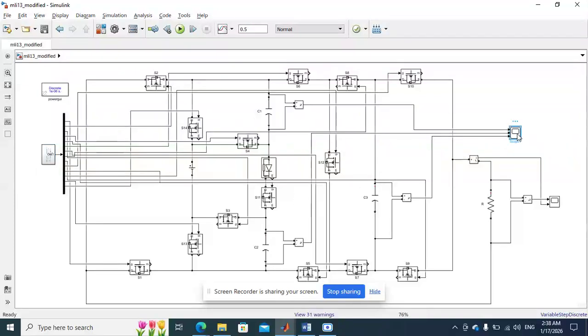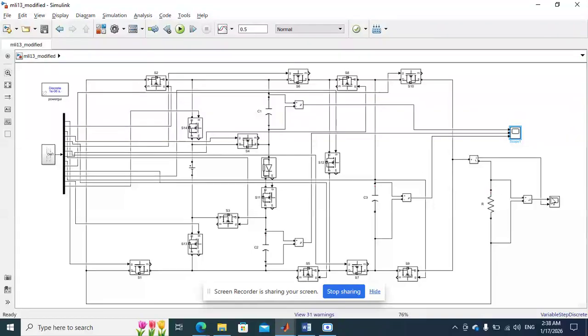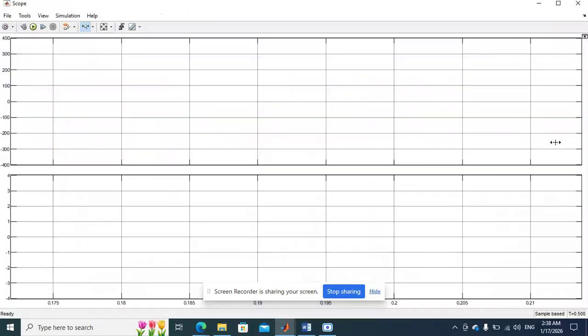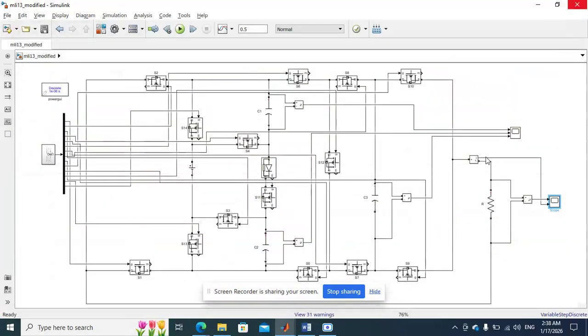Here these are the capacitor voltages. The capacitor voltage is around 56 volt for C1 and C2, and for C3 it is around 160 to 170 volt. And these are the levels. Here, positive 6 level, negative 6 level, and with 0 level we will get 13 level output.